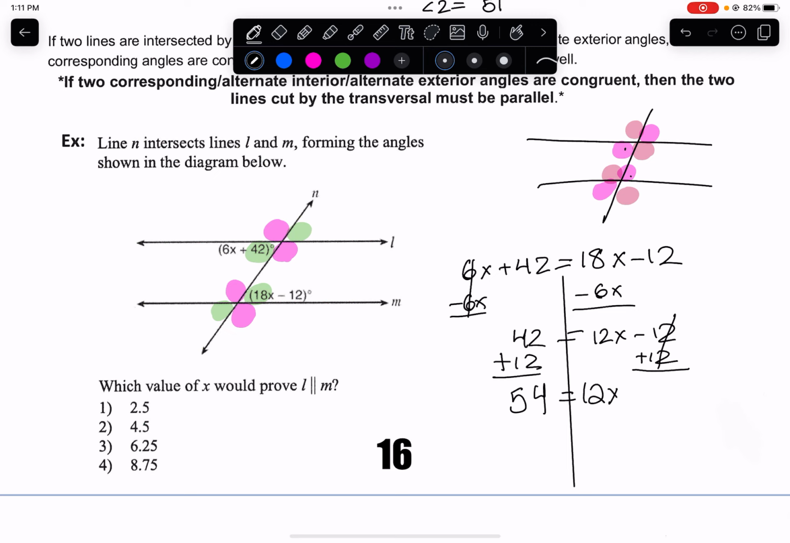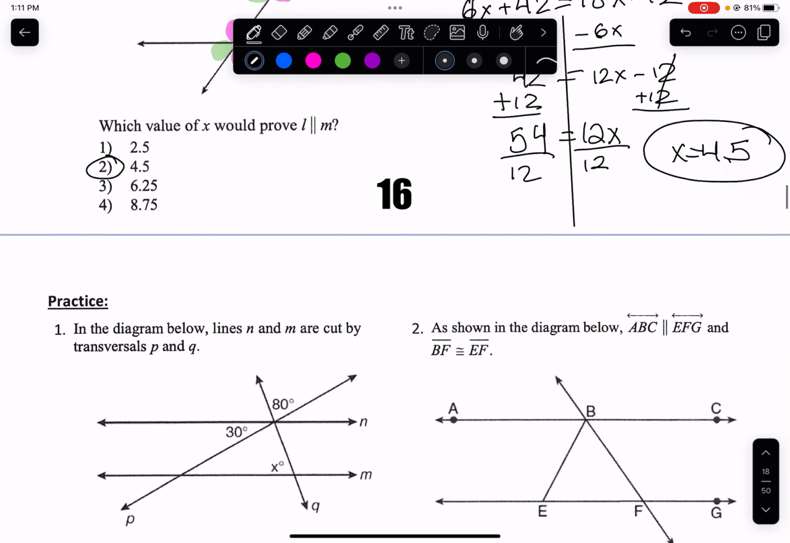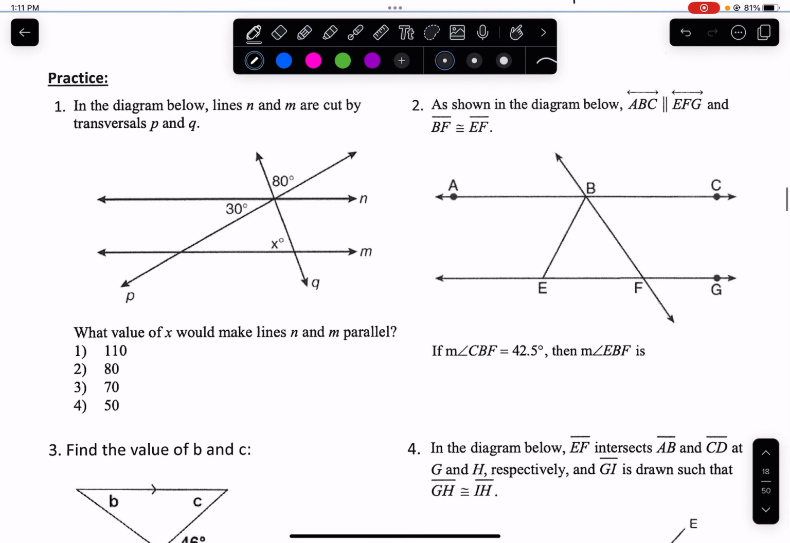We have 12x is equal to 54. So now all we have to do is 54 divided by 12. We get x is equal to 4.5. So if x is equal to 4.5, then the angles are congruent, then the lines are parallel. So now we have some practice.